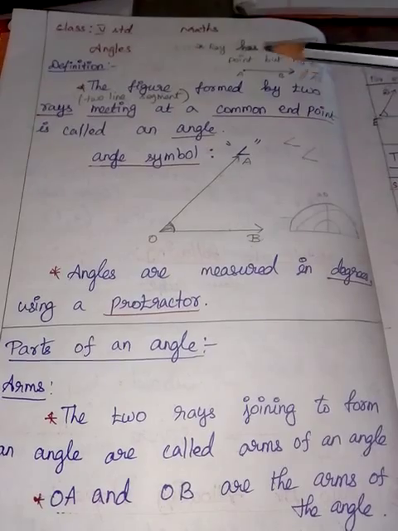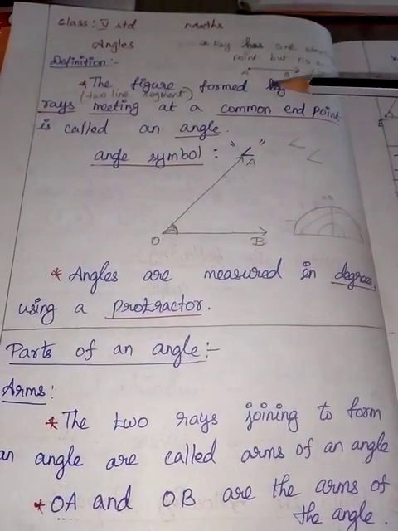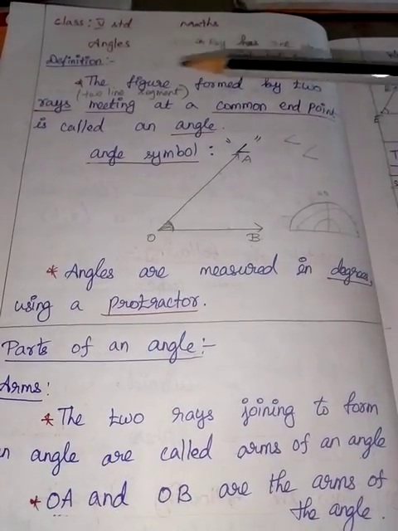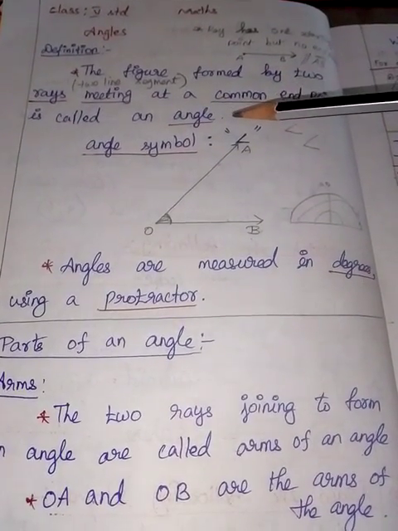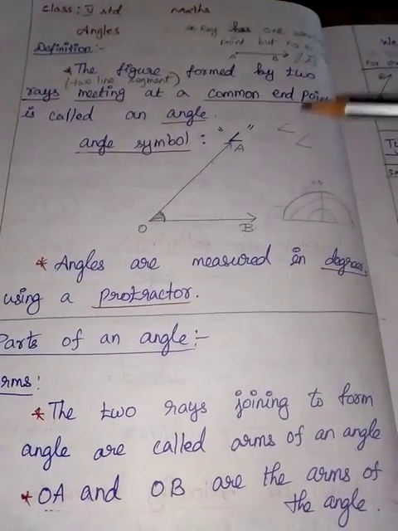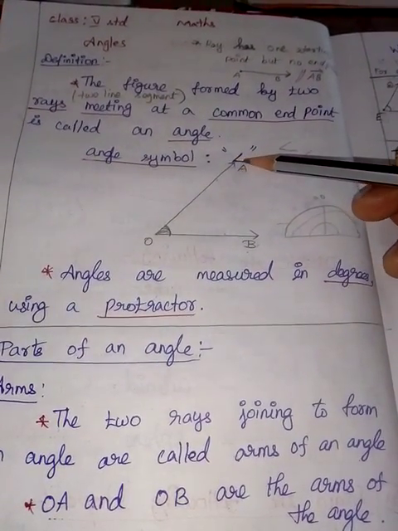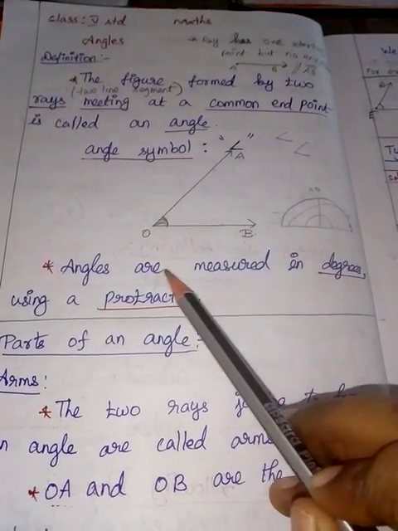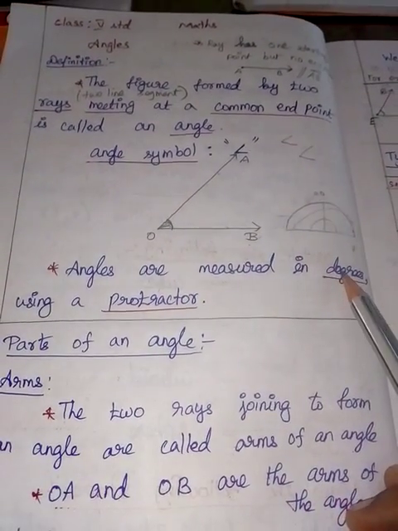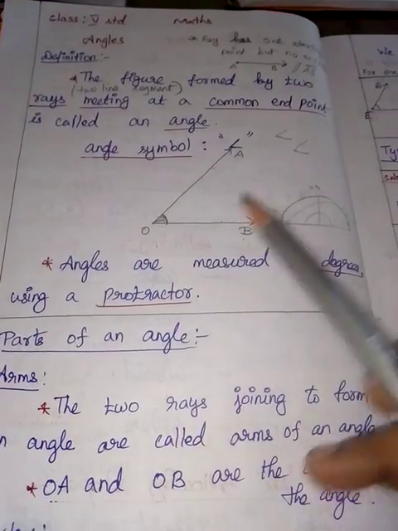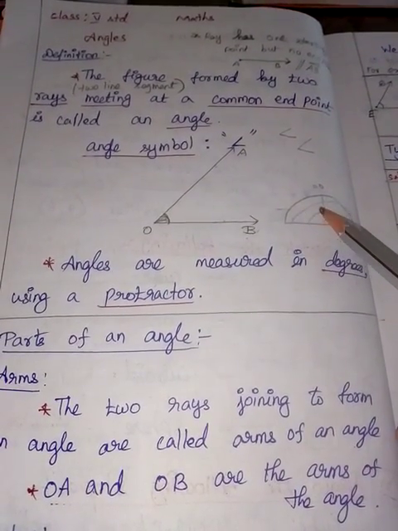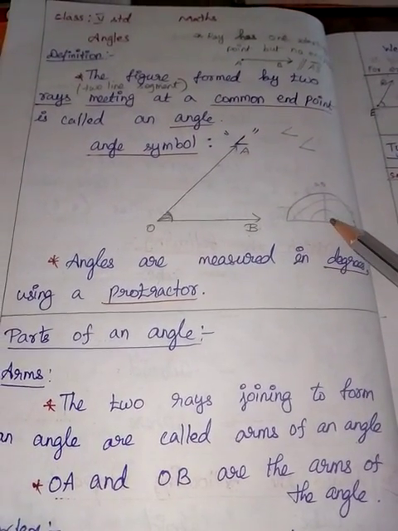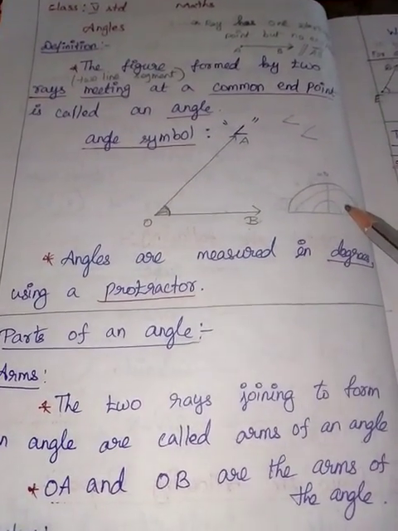Okay, what is an angle? The figure formed by two rays meeting at a common end point is called an angle. Okay, the symbol of angle is this one. It's like a less than symbol. Angles are measured in degrees using a protractor. You see the protractor in geometry class? Yes, this is the protractor shape, a half semicircle. It is used to measure the degrees.